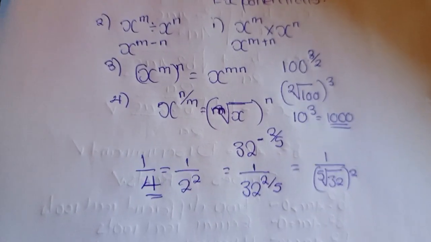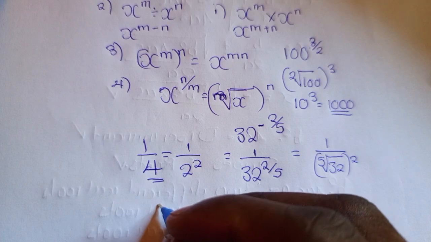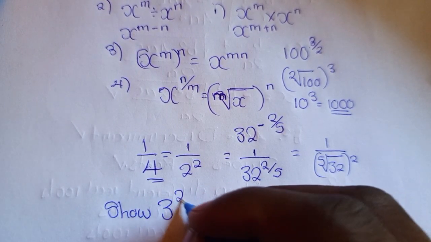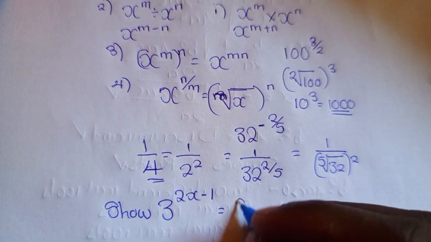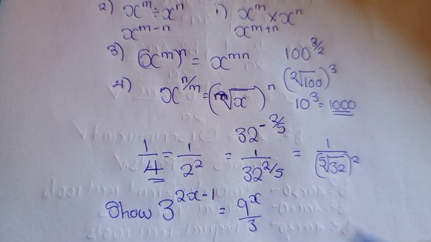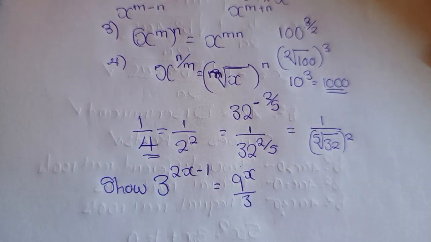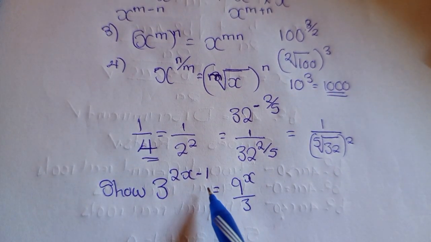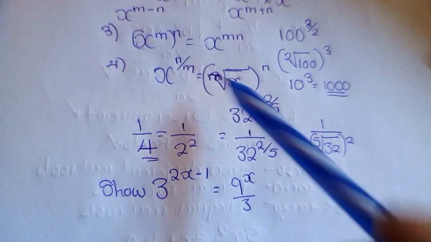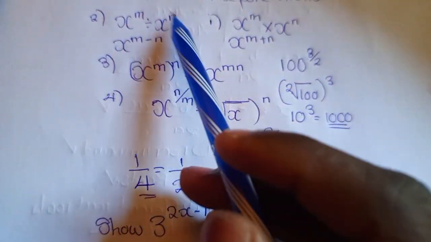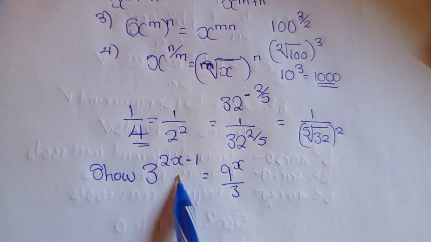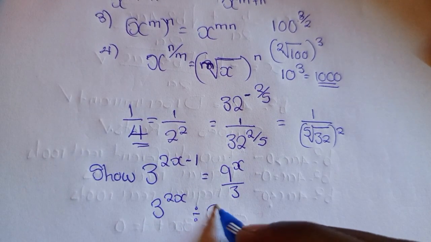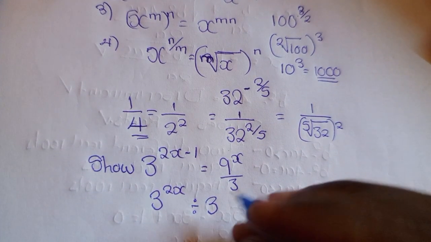So using the rules of indices, we are given a question to show that 3 to the power 2x minus 1 is equal to 9^x over 3. For you to show that this side is equal to the other side, we need to use the rules. Remember, under division, if the bases are the same, you can subtract the powers. So here the bases were the same, that's why they had subtracted the powers.